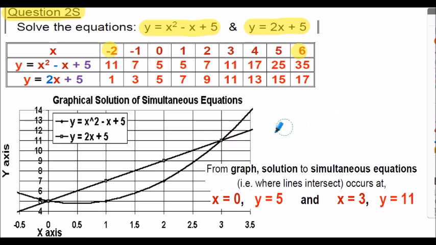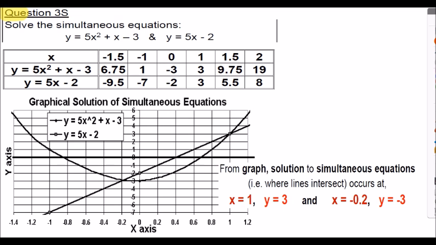Again, we've got our two solutions, one shown here, x is equal to 3, y is equal to 11, reading my graph, and the second shown here, when x is equal to 0, y is equal to 5. I'll let you review that solution at your own pace.